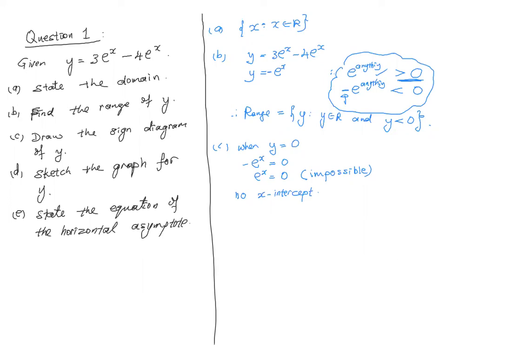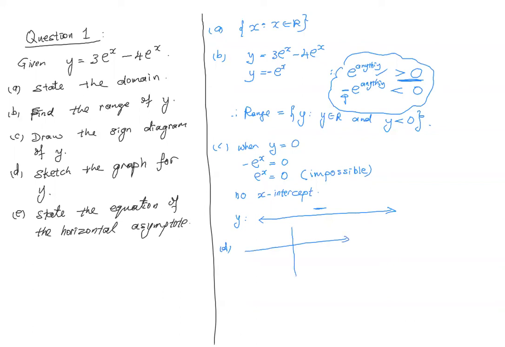So no x-intercept. So when I draw the sign diagram for y, there is no x-intercept, and the value is always negative. That's it. Are you okay so far, everyone? Yes. Okay. So you have to have all these very important facts in mind. Then D, when you go to your graphic calculator, you sketch the graph.